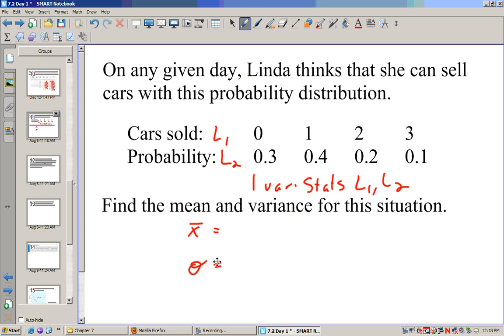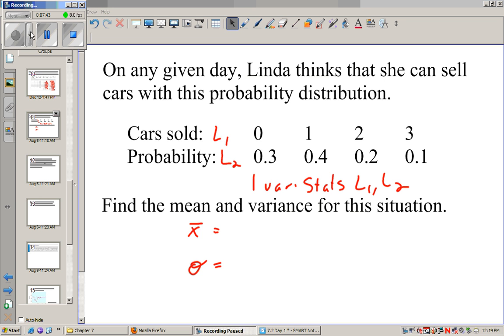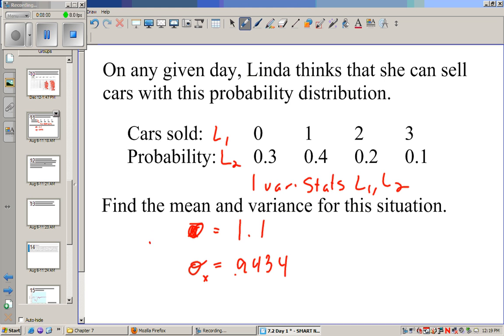I'll type these into my calculator. I'll pause it so you don't have to wait for me to type it. Alright, the value of our mean is 1.1 with a standard deviation, and that's sigma of x. That's 0.9434. Now, even though our calculator says x bar, what we really mean is our mean of x. This is how it should be written, but they just use x bar, which isn't what we want.